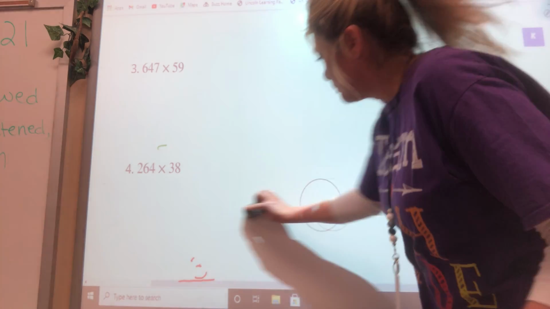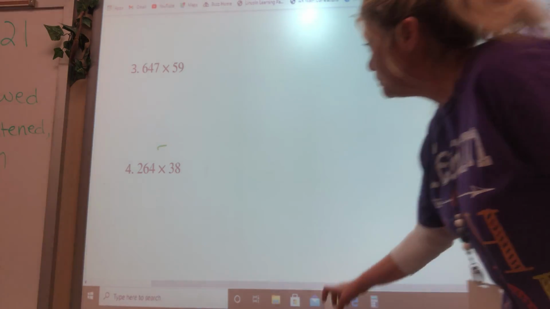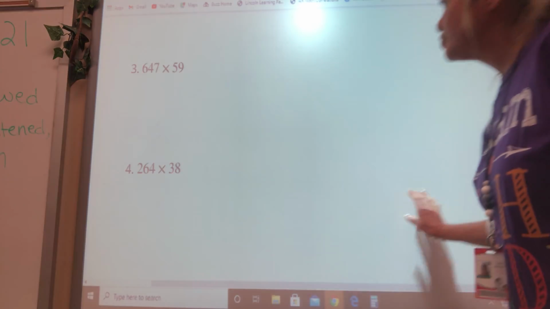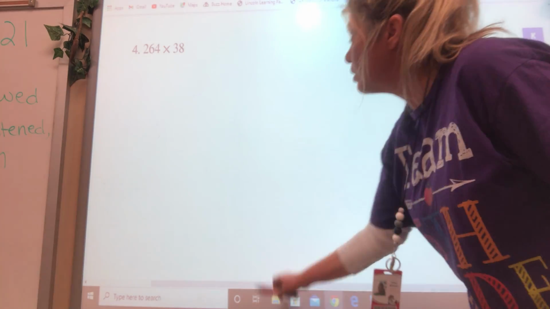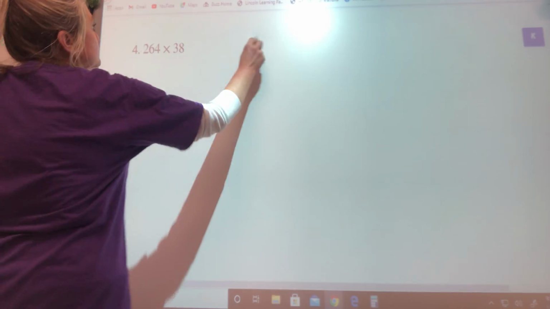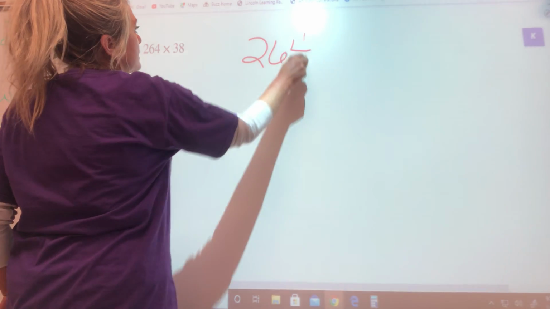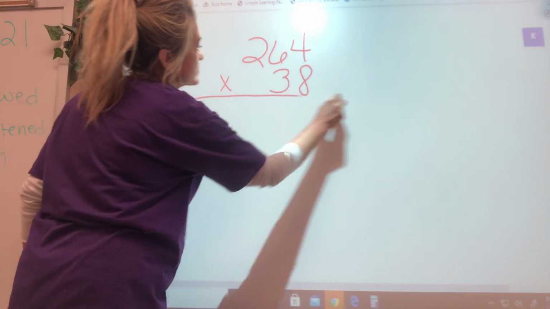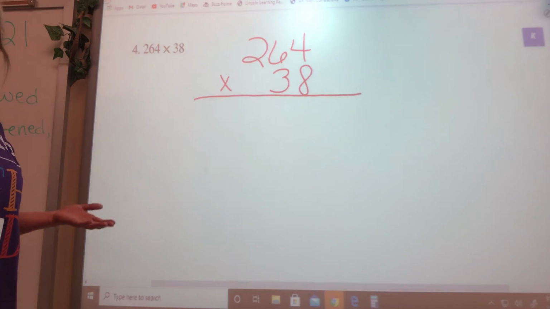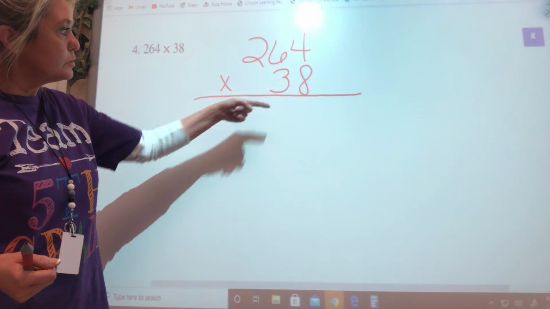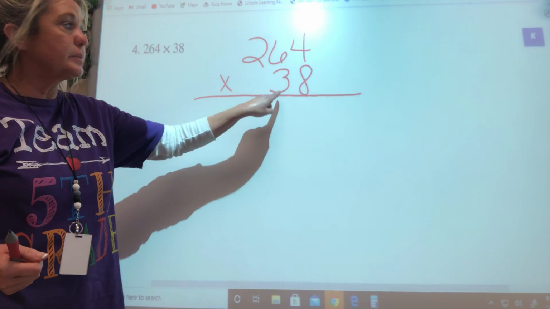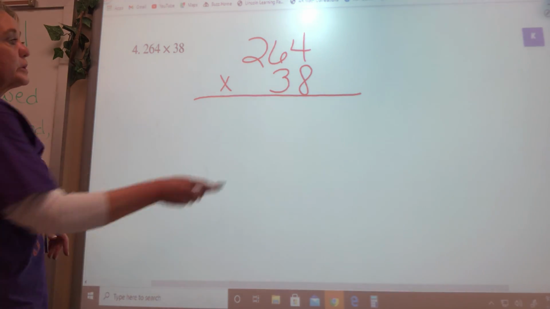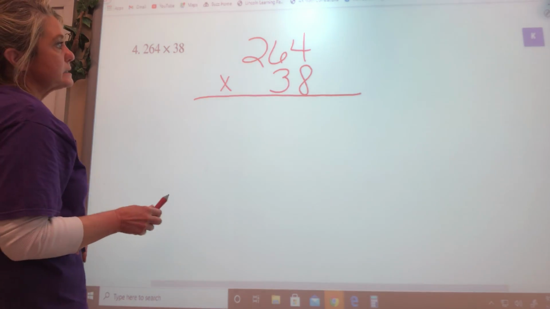Okay, the next problem asks us to multiply 264 times 38. Again, we know to start with that I'm going to have two rows right here because I'm multiplying times two digits. So we start with the 8 in the ones place.